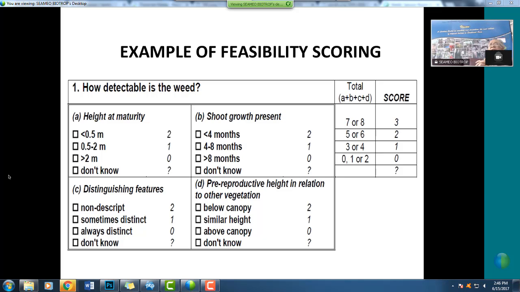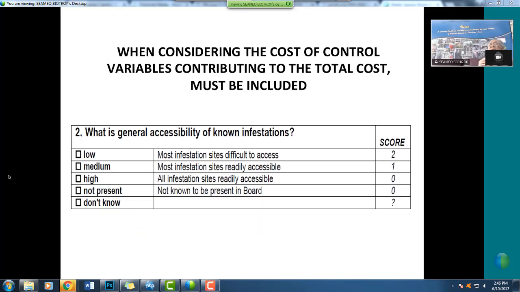But next slide, please. This one is very easy because the table has been given, and we just follow the table and then follow the score. The score is also given, and it's very easy. The problem is just collecting the score. When considering the cost of control, variables contributing to the total cost must be included. So what is the general accessibility to the infestation? When accessibility is low, then the score is 2. Next slide, please.